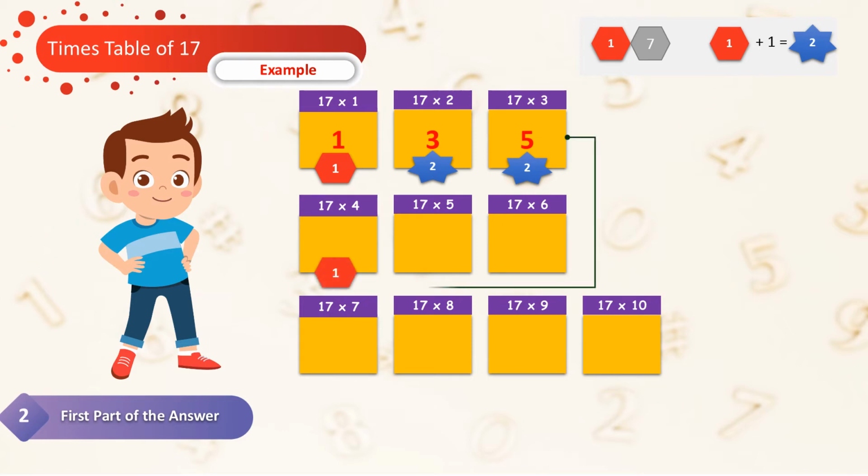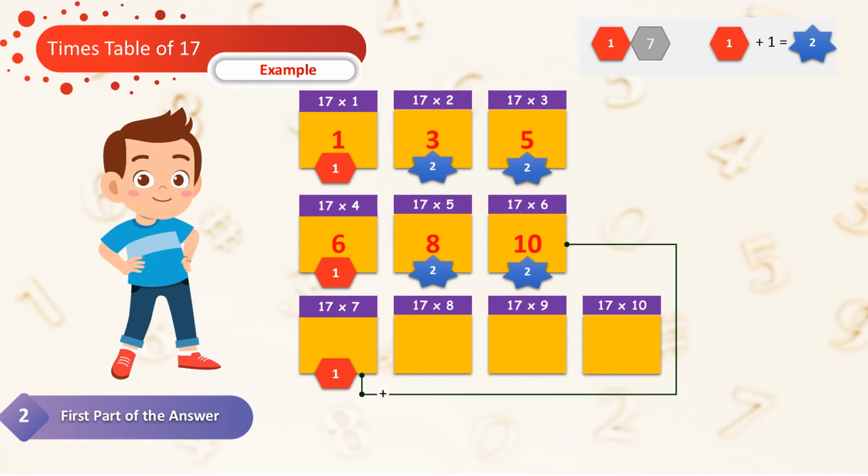Now, the next box is where we have to add 1 to 5. You get 6. We add 2 in the next box to 6. We get 8. In the next box, we add 2 to 8. We get 10. In the next box, we add 1 to 10. You get 11.